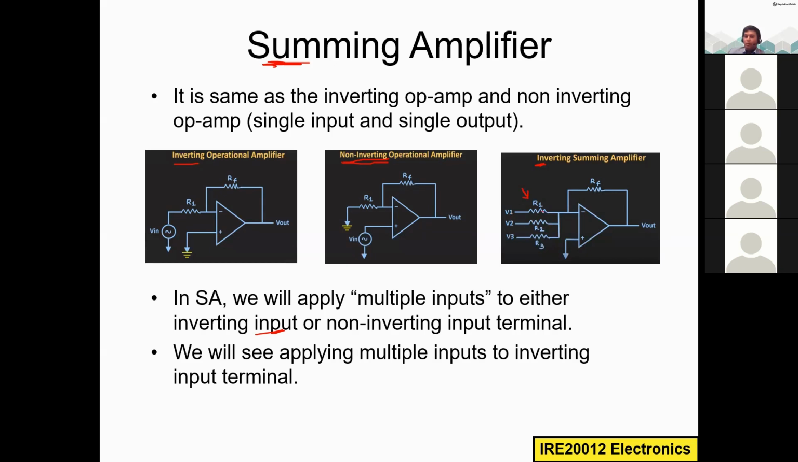So here V1 is applied through this input resistor R1, V2 is applied through this input resistor R2, V3 is applied through this R3. So everything is going to this single input terminal, which is the negative input terminal of this op amp, and we are taking a fraction of the output and feeding it back to this negative terminal because this is negative feedback, through this feedback resistor RF. This is the circuit construction of the summing amplifier. So we will see how we are going to apply these multiple inputs and how we can calculate the output.